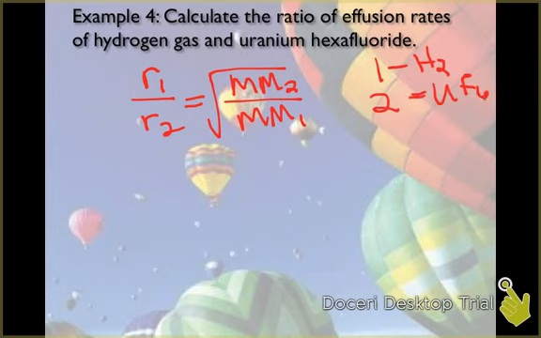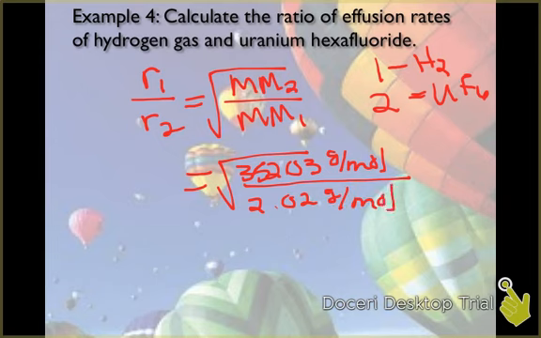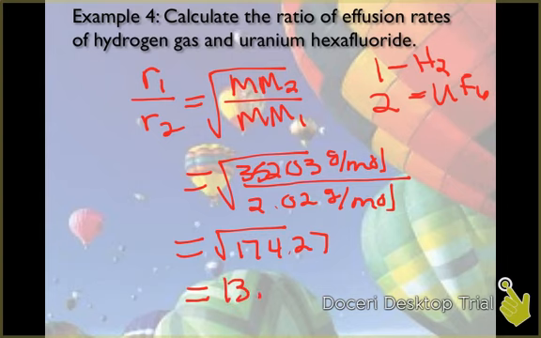So as I plug in this information, I'm going to plug them in where they belong. So the molar mass of uranium hexafluoride is 352.03 grams per mole. The molar mass of H2 is 2.02 grams per mole. And our units are going to cancel out, and if you put this in your calculator, you're going to get the square root of 174.27. Take the square root of that, and you're going to get 13.2.